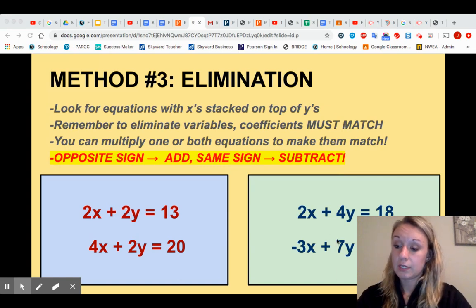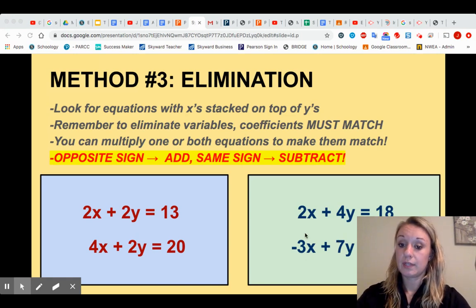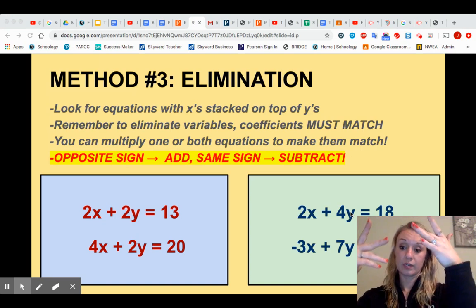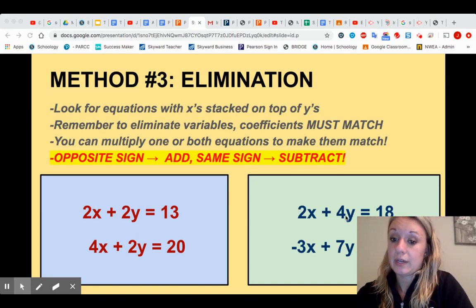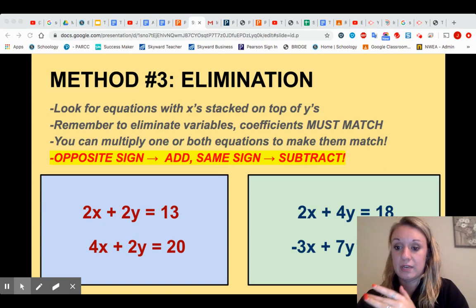If, like in the green example, you don't have variables that match, you can multiply one or both of the equations to get coefficients that do match. So if you wanted to make the x's be the same coefficient, you could multiply your top one by 3, your bottom by 2. That would give you a coefficient of 6 and negative 6. Your variable for y, if you've got 4 and 7, we know that they both go into 28. So you could multiply your top one by 7, bottom by 4, and then you have 28y, 28y.